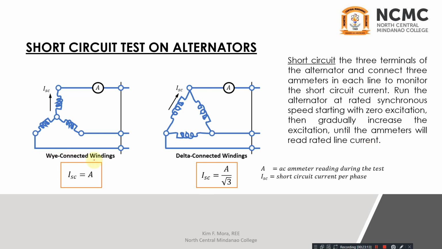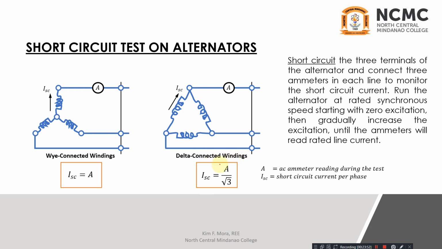For the Y connected, when it is in series, the current is equal. Since the ammeter A is in series with one line, the current here will be the same current flowing through it. That means ISC is just equal to A, the armature ammeter reading. For the delta connected, it is the opposite, like in the open circuit test.